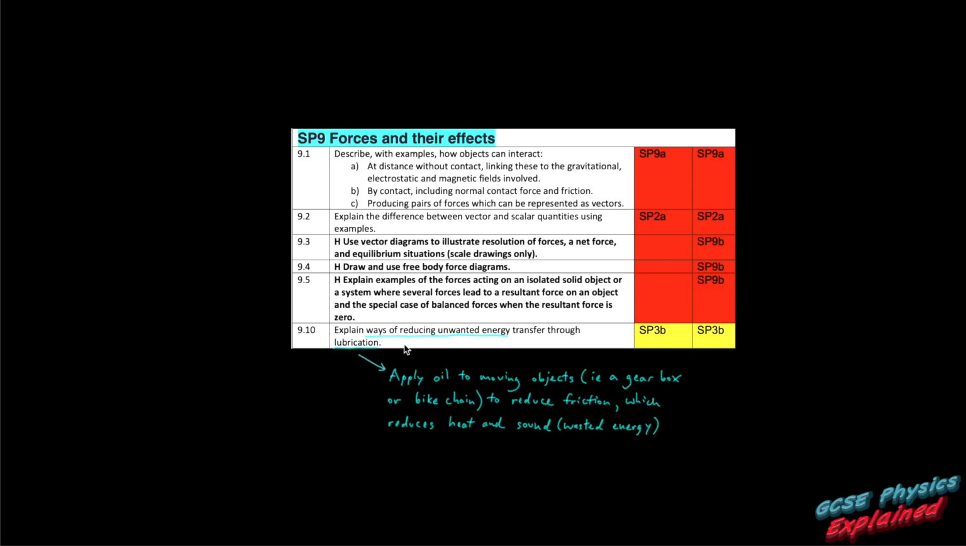So if you lubricate the surface, you'll create a little bit of space where the objects can move over each other easier. Now, how do you tell the examiner that? You say, apply oil to the moving objects. For example, a gearbox or a bike chain are moving objects. That'll reduce friction, which reduces heat and sound from being produced, which is wasted energy. Because you often get friction in motors and things like that, and you don't want the motor getting hot.